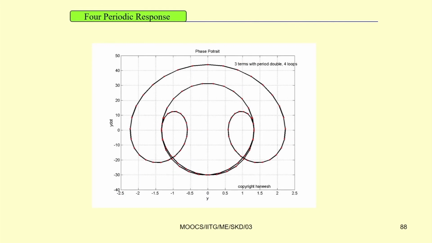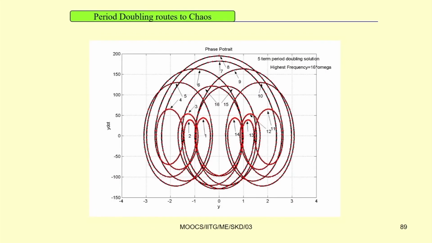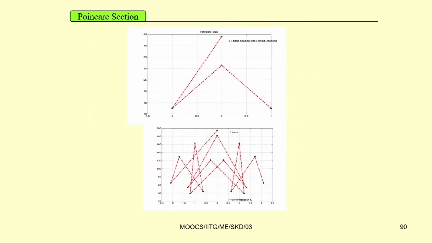This is known as 4 periodic. If you have more than that, you can get 8 periodic and similarly 16 periodic. If you go on increasing the number of terms, then you get period doubling route to chaos. This type of curve is deterministic, the amplitude is fixed and bounded. It is varying between this and this. This is y versus y dot, and y is bounded between this, so you have a bounded response.